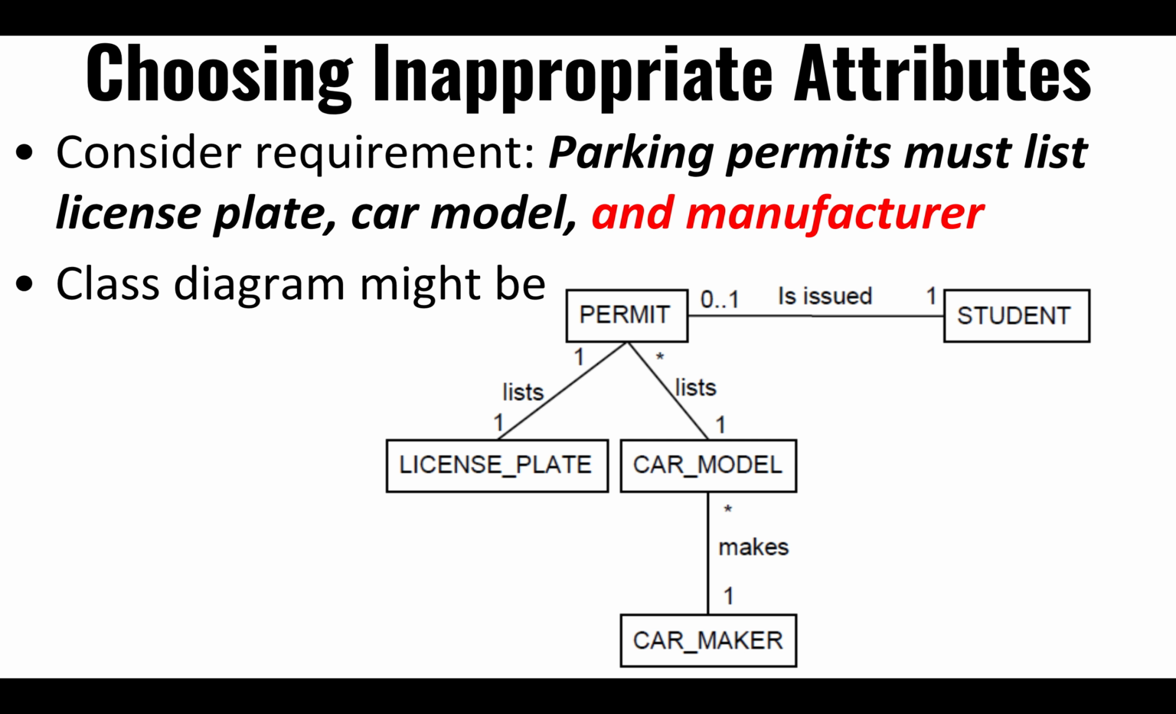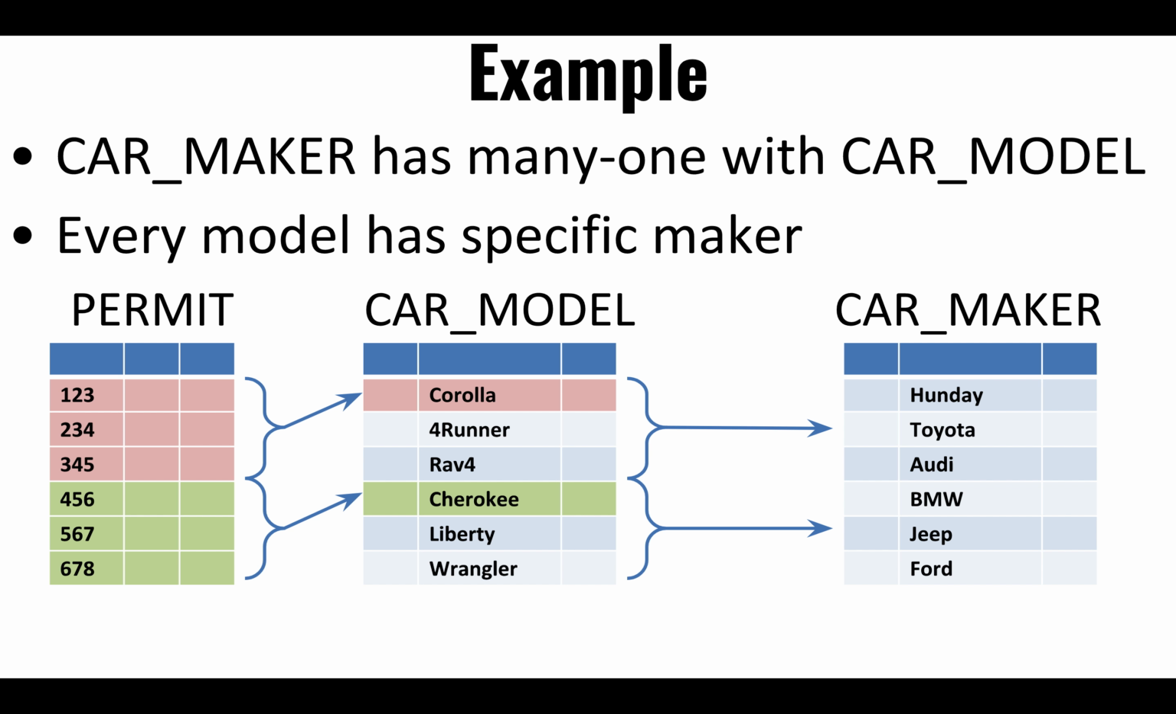But let's say we deliberately choose not to capture it this way, right? Here's an example where we have lots of different permits that were all given to lots of different Corollas. Here's a whole bunch of them that were given to lots of different Cherokees. All of these car models might be manufactured by Toyota, and all of these made by Jeep. So this would have been a perfect way to model this.